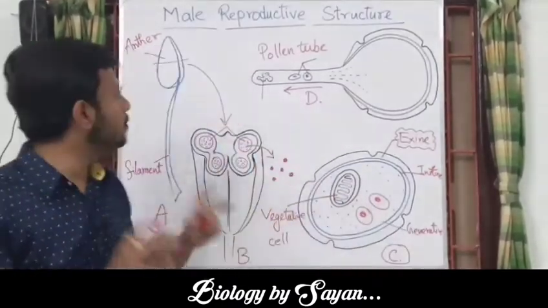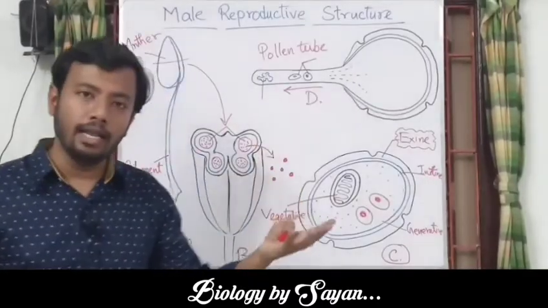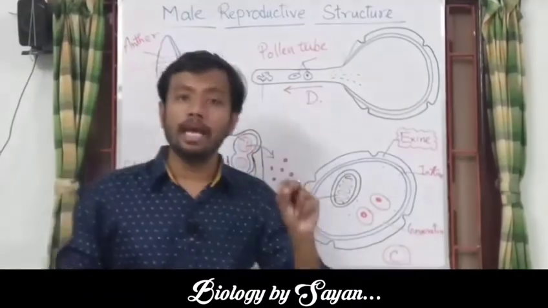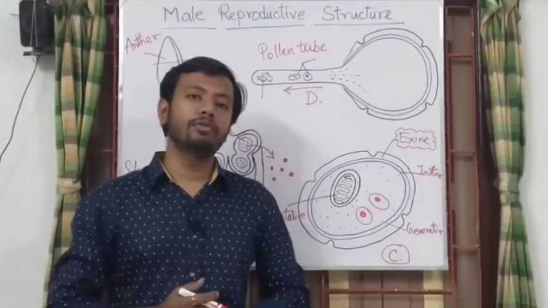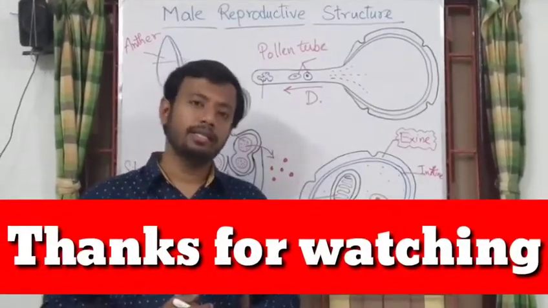So here we came to know how any mature pollen grain, after landing on the stigma, forms the pollen tube, and thus the male gametes finally reach the female gamete. Now we have to understand the maturation process of the female gamete inside the gynoecium.